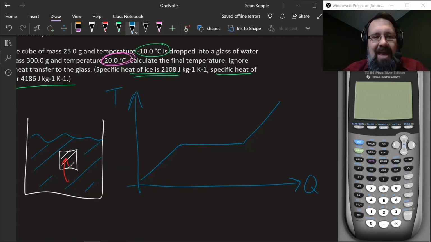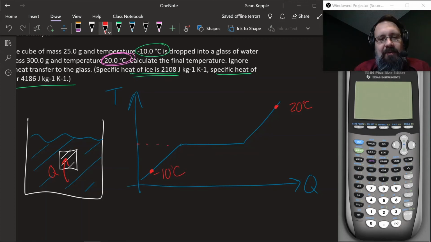So as that Q transfers from the water to the ice cube, it is going to go through these distinct phases. You can imagine that the water starts up here at 20 degrees Celsius, and then the ice is going to start down here at negative 10 degrees Celsius. Meanwhile, the actual phase change is going to be occurring here, which is at 0 degrees Celsius.